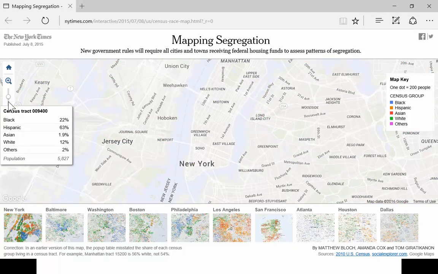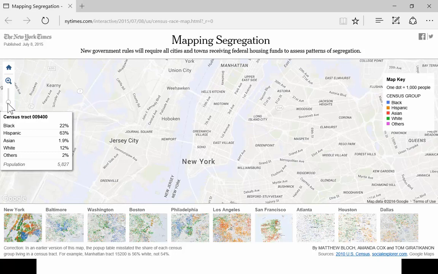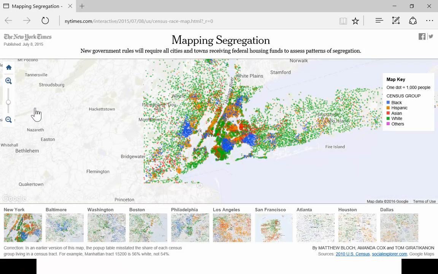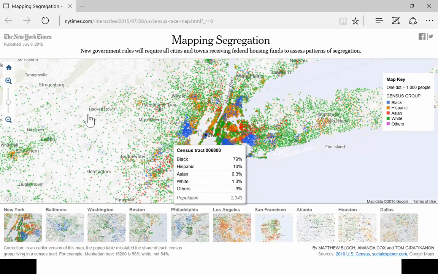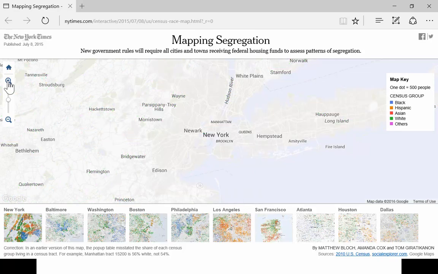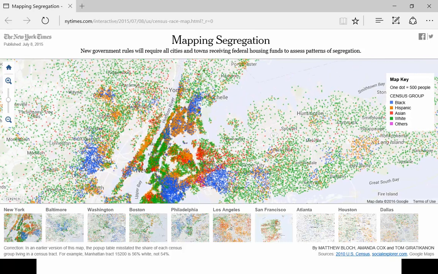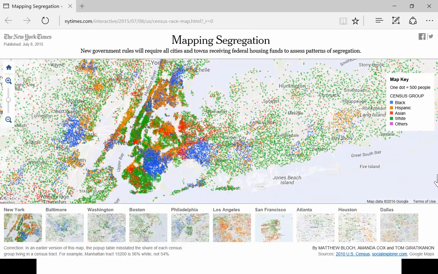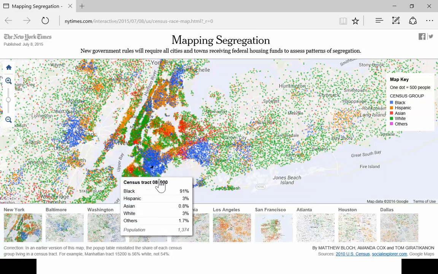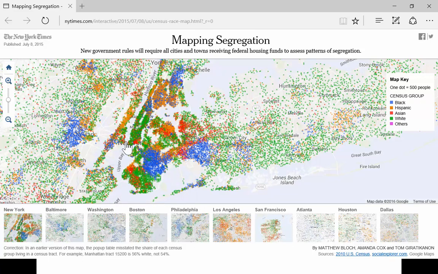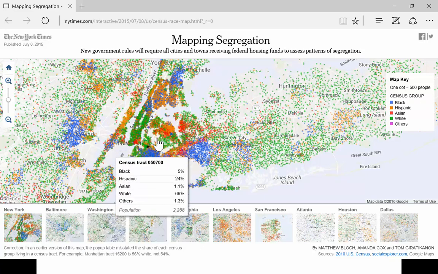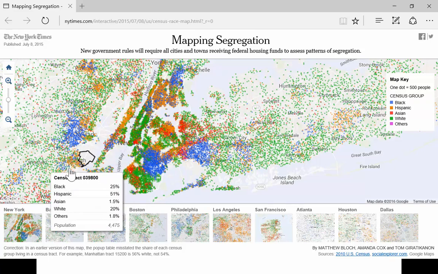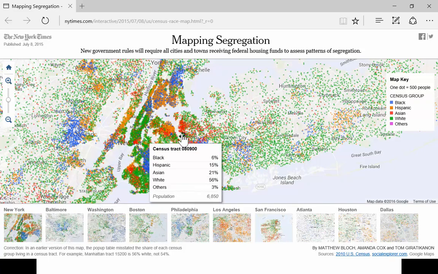Okay, so that's the United States, and that's New York, different census tracts. That's real data from 2010. Let's look at that. You see Manhattan. Let's zoom in a little bit. Look at that. That's crazy. That's segregation. We can look into the Bronx. It's predominantly black. Manhattan is predominantly white. Up here we have predominantly Hispanic areas, and predominantly Asian areas of the city.